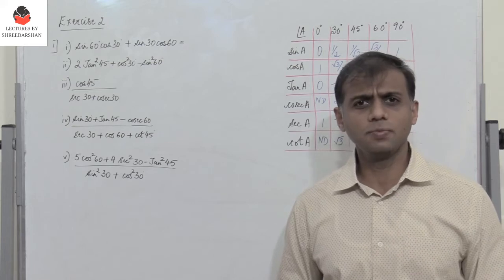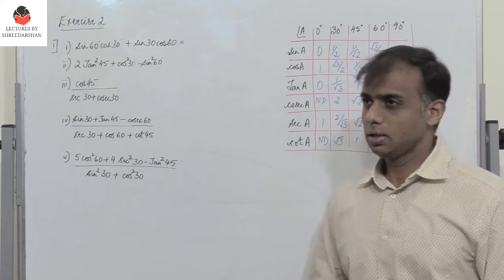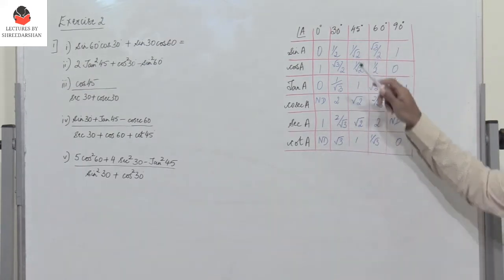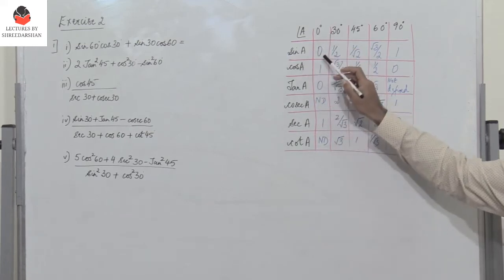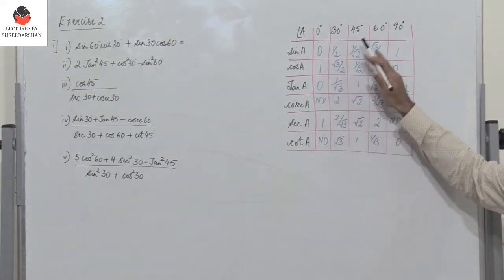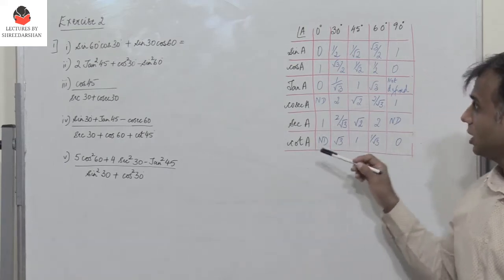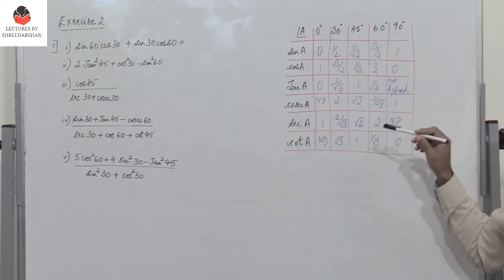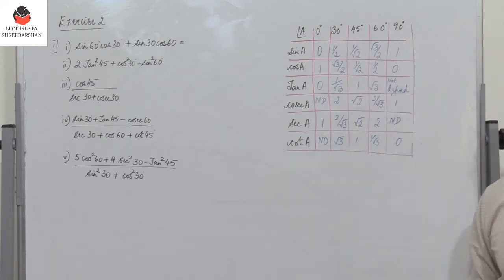In the previous session we have seen the trigonometric ratios of specific angles, and here we have the table. So here I have written all the trigonometric ratios. So I have sine 0 is 0, sine 30 is 1 by 2 and so on. In the previous session we have seen how we have derived all these trigonometric ratios of these specific angles 0, 30, 45, 60 and 90, right?